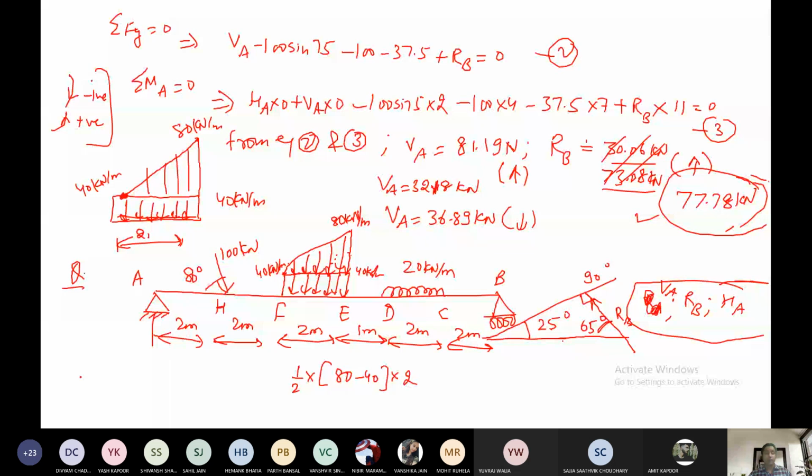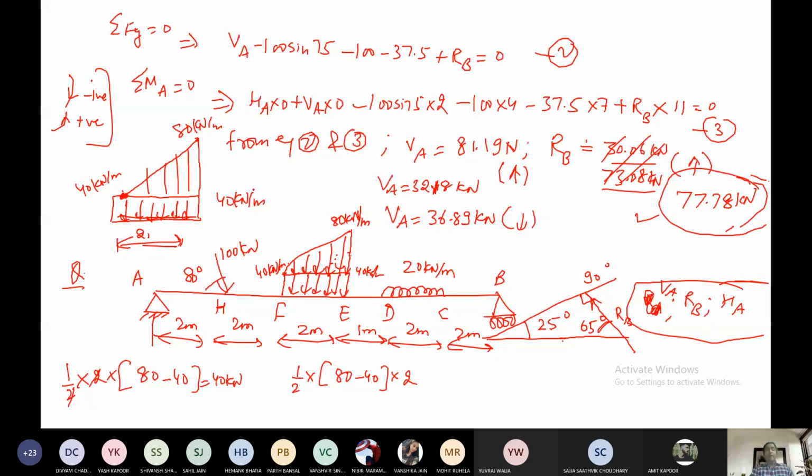So what is the area of the total load diagram here? Half into 2, this is 2 meter. And what about the force here? Maximum is 80 and minimum is 40. So we will subtract: 80 minus 40, which gives 40 kilonewton as the UVL value in terms of point load. So we have just written it here. Okay, this is 40 kilonewton.